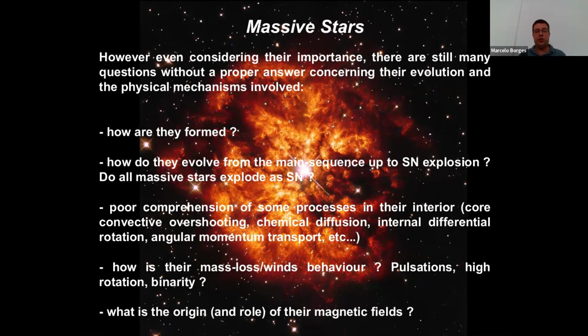There is also a poor comprehension of some processes, like convective overshooting, chemical diffusion, and angular momentum transport. We don't even know how the mass loss and the winds are triggered, maybe due to pulsations, high rotation, binarity, or maybe a combination of everything. So there are many questions, and another question is about the origin and the role of their magnetic fields.